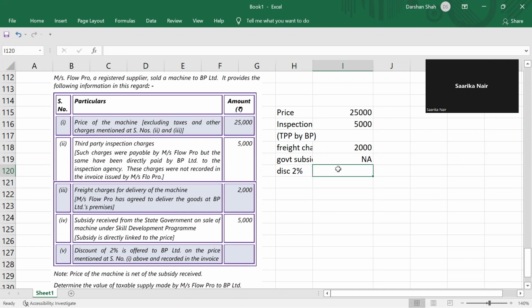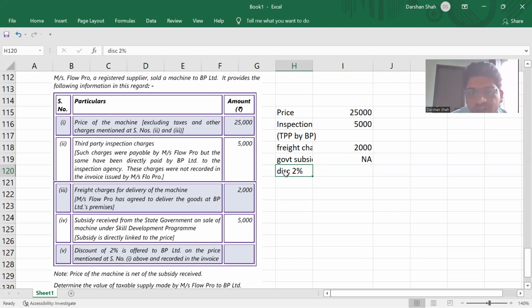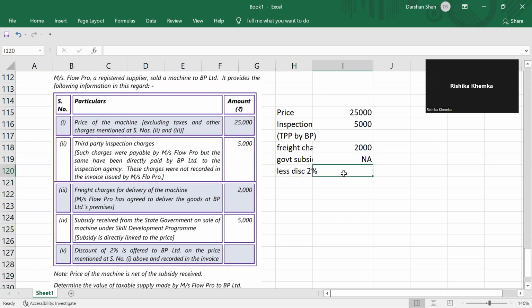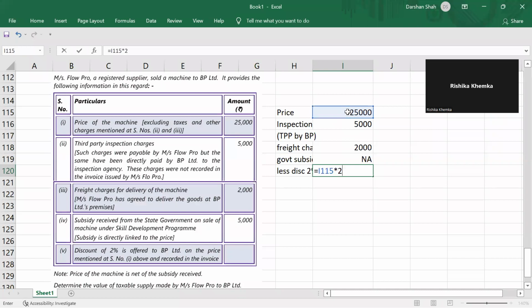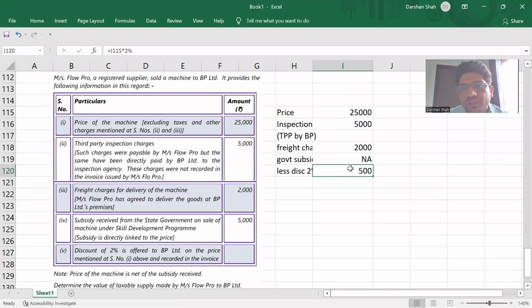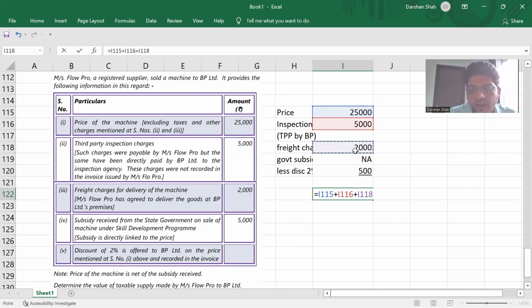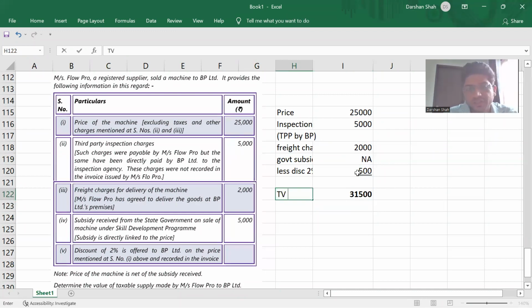Okay, sir. Discount 2%. Discount should be added or deducted? Less. Less discount. 2% on what value? On the price. Correct. So 2% on price. That will be 25,000 plus inspection plus freight and minus discount. Right. 31,500 is correct. 31,500 is the taxable value. And then you'll add GST separately.